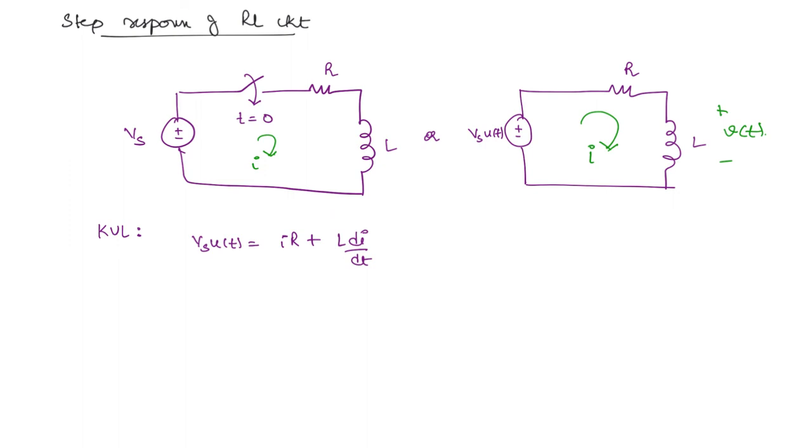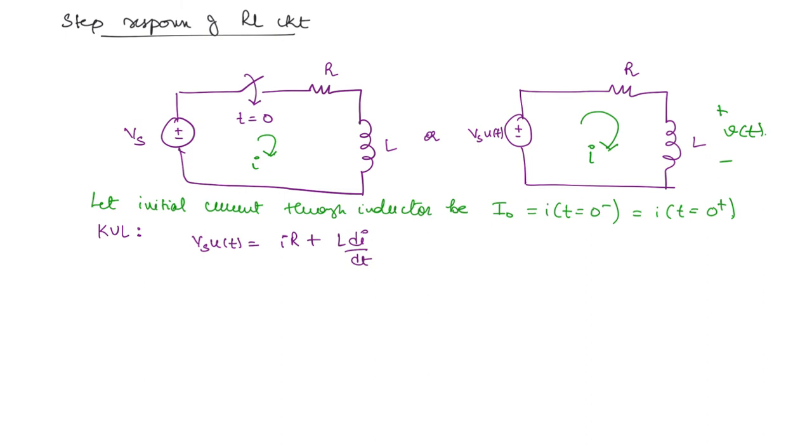Now when dealing with the capacitor circuit, we wanted the initial voltage across capacitor. Here what do we want? We want the initial current through the inductor. So you can write, let initial current through inductor be I naught. So that means I of t at t is equal to 0 minus, just before the switch is closed, is also equal to I at t is equal to 0 plus, just after the switch is closed.